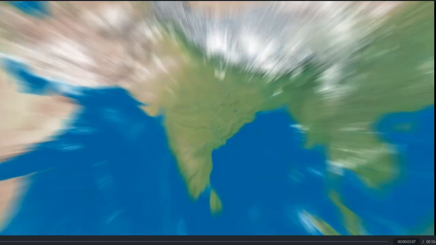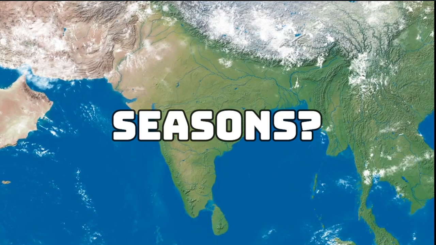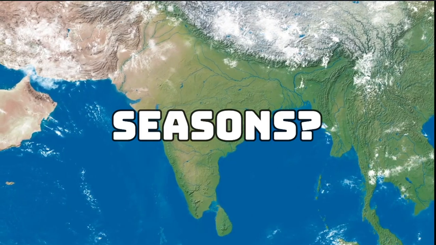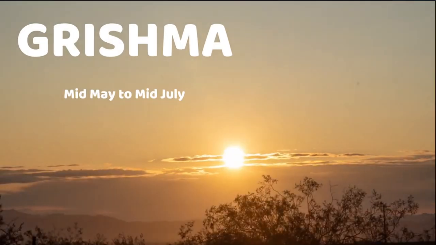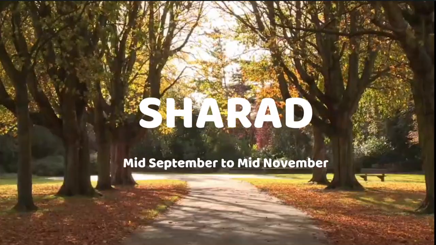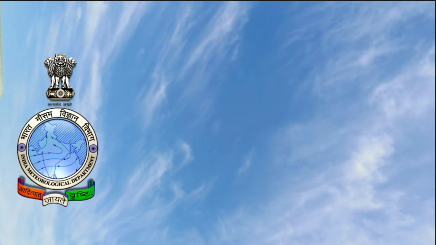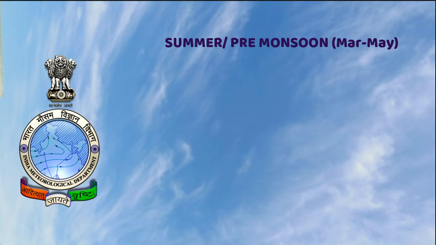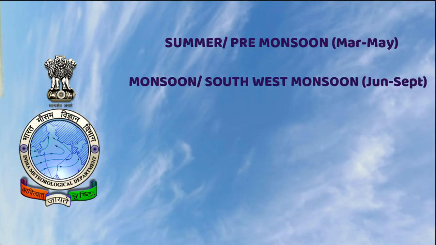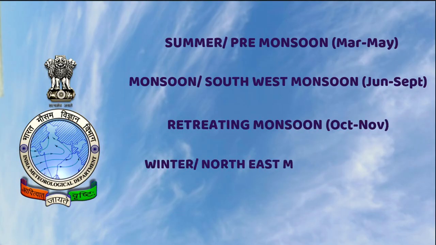If I ask you all, which are the distinct seasons that are experienced in India, most of you will be able to answer it correctly. According to our Hindu traditional calendar, there are 6 distinct seasons, starting with Vasant, Grishya, Varsha, Sharad, Hemant, and Shishir. The IMD compressed these 6 seasons into 4 major ones, naming them as summer or pre-monsoon, monsoon or southwest monsoon, retreating monsoon, and winter or northeast monsoon.